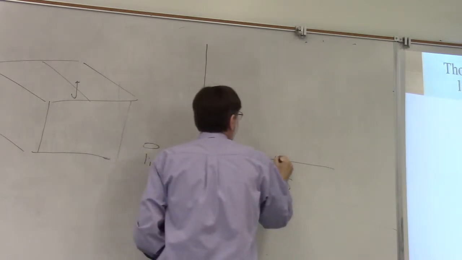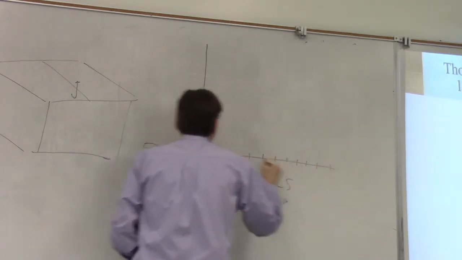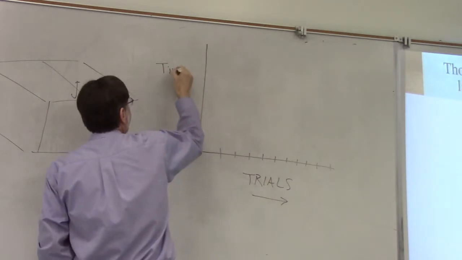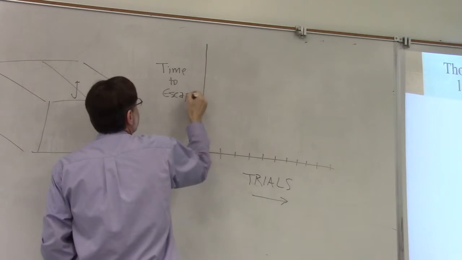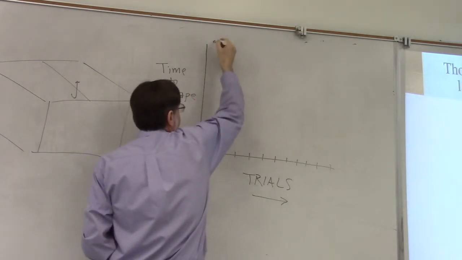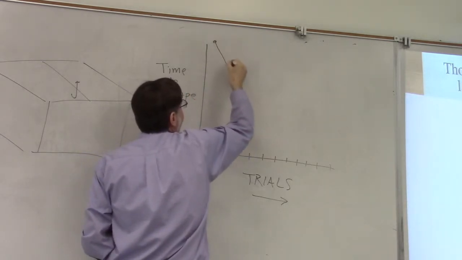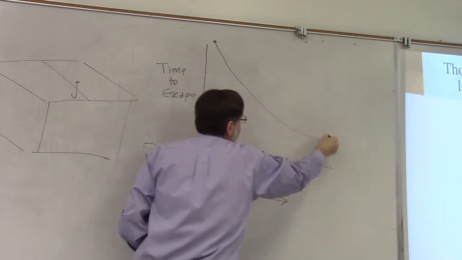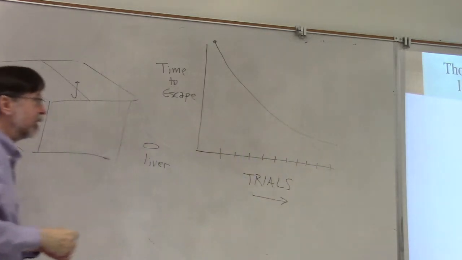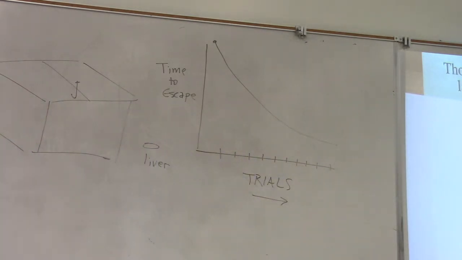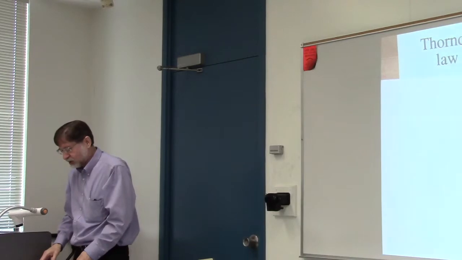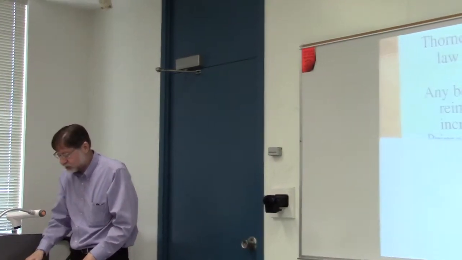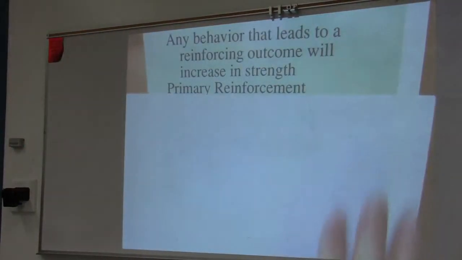So each trial was one night, and he plotted the time to escape. In the first night it was very long, and over time it decreased. And Thorndike said, how is it that the cat is able to learn? What's going on in the behavior of this cat? How can we explain that the behavior of the cat changes? So he decided this.